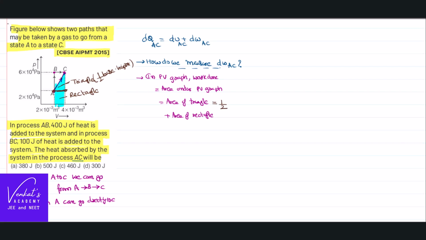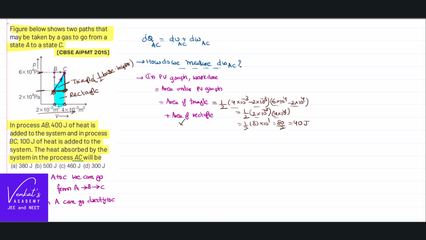Base means from here to here, where volume changes from 2 into 10 power minus 3 to 4 into 10 power minus 3. So base is 4 into 10 power minus 3 minus 2 into 10 power minus 3. From here to here means the difference between these two values has to be taken. And height means this is the height, changed from 2 to 6, so height is 6 into 10 power 4 minus 2 into 10 power 4 in SI system. So how much is that? Half into 2 into 10 power minus 3 into 4 into 10 power 4. Half into 2 into 4 is 4, 10 power minus 3 and 10 power 4 is 10 power 1, that is 40. So 40 joules, because we are calculating the work done. Area of the triangle is 40 joules.